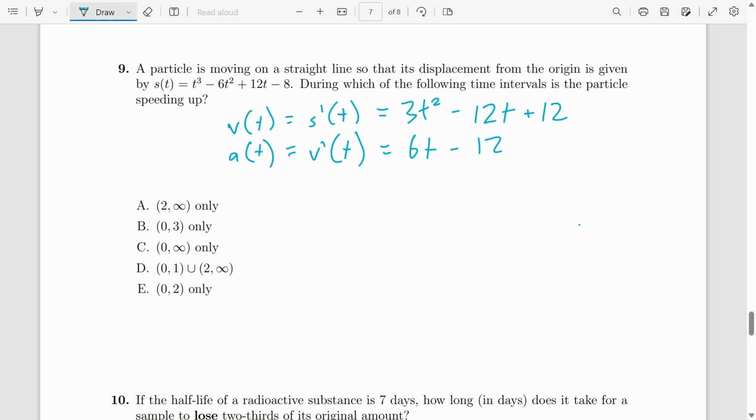So now we have our acceleration function. Now, how do we figure out which t values are going to make this particle speed up using the acceleration function? Well, what we can do is set this equal to 0. So 0 equals 6t minus 12, and then solve it. So let's do that real quick. Divide everything by 6. That's t minus 2. So we know that t equals 2.